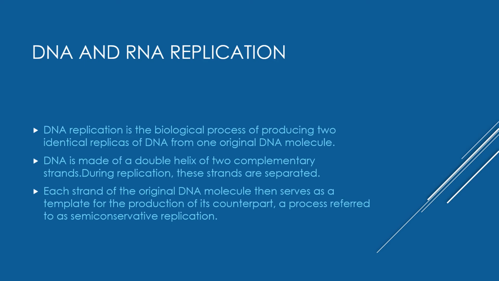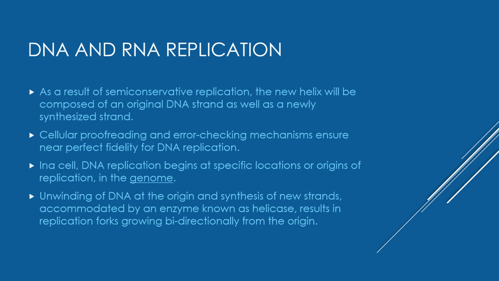During replication, these strands are separated. Each strand of the original DNA molecule then serves as a template for the production of its counterpart, a process referred to as semi-conservative replication, which means the one strand will then further grow into one DNA molecule. So as a result of the semi-conservative replication, the new helix will be composed of an original DNA strand as well as a synthesized strand, which means the newly formed strand, which is going to be the double helix again.